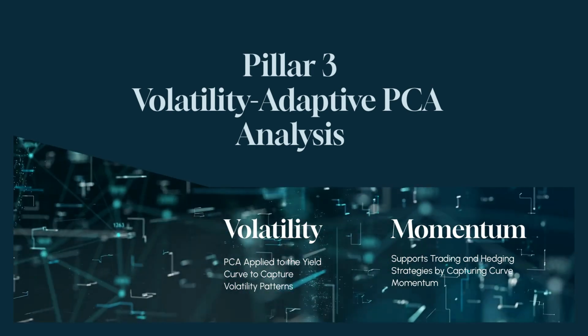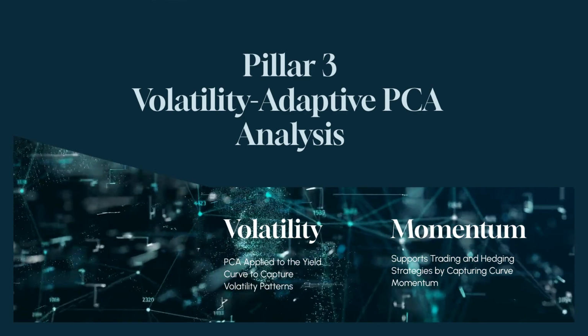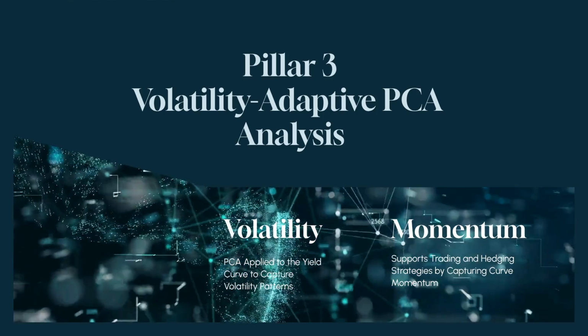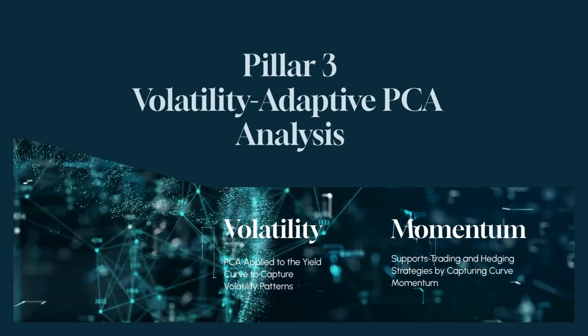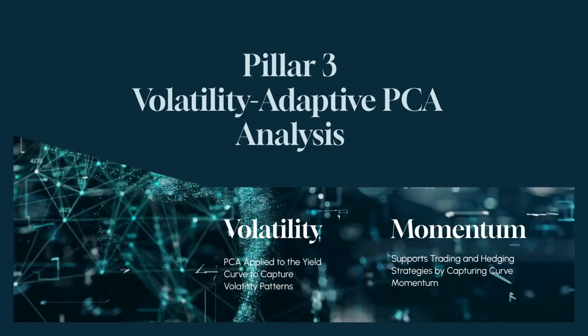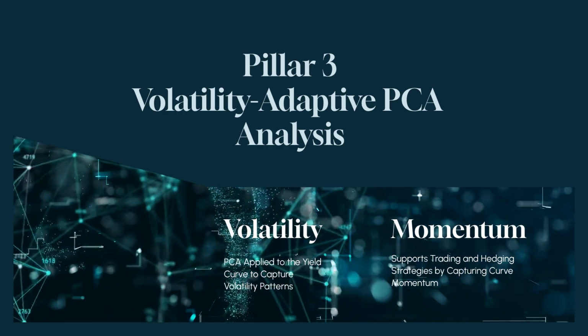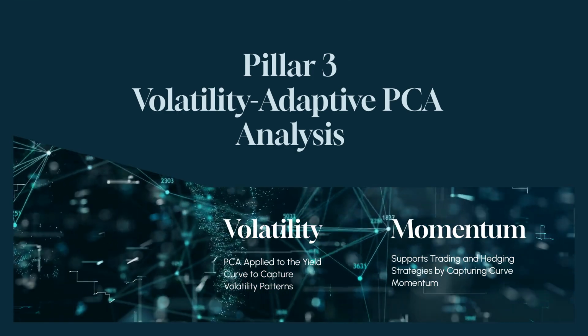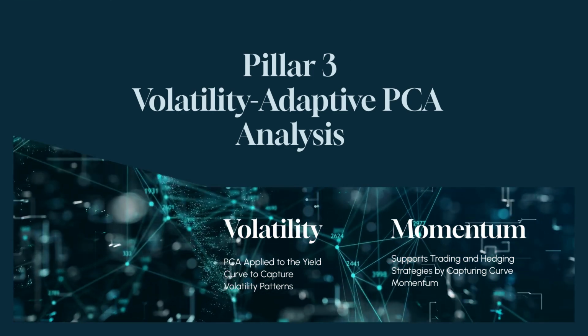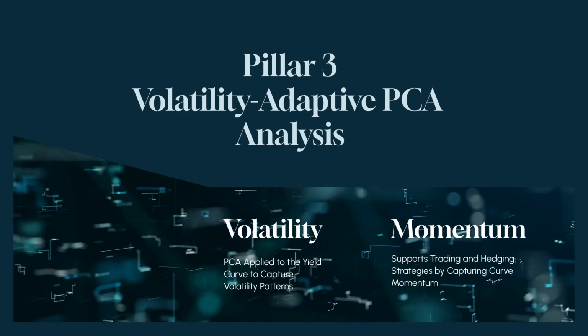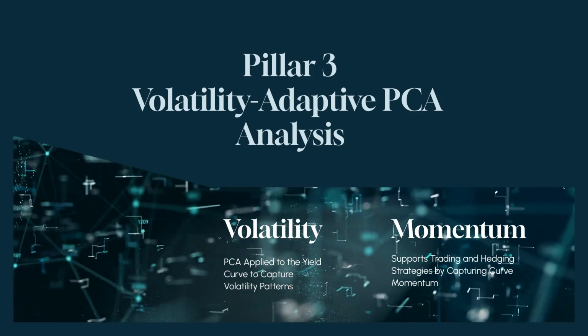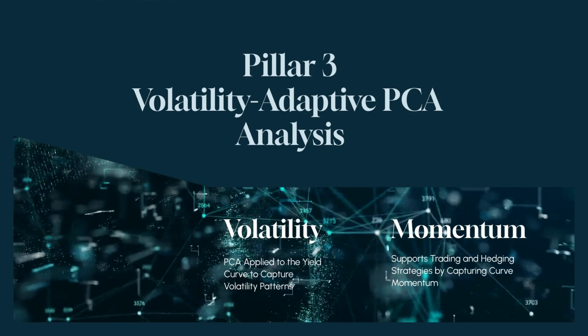By analyzing the momentum of PCA components, PC1, PC2, and PC3, our platform helps users identify regime shifts using simple moving average crossovers or any customizable methodologies. For example, a rising PC1 trend above its short-term average may signal bullish curve movement, while a declining PC2 crossing below its long-term SMA can signal a flattening trade.